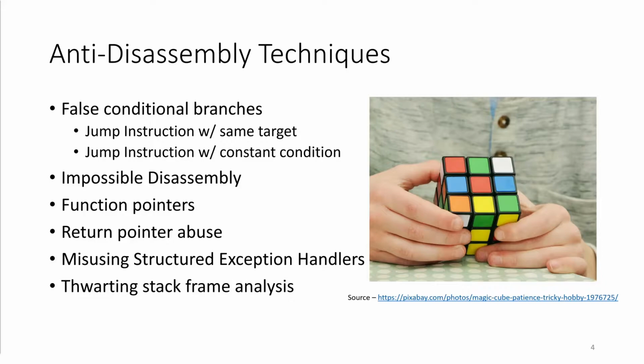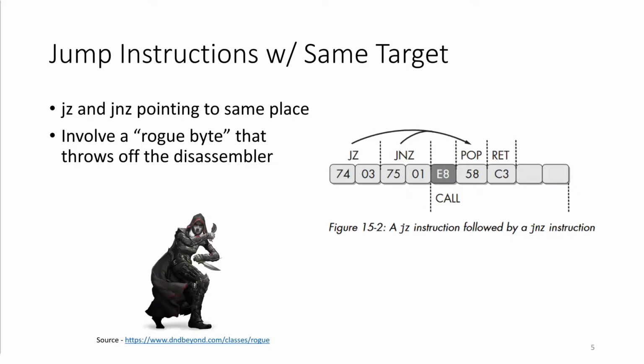The techniques Sikorsky covers in the book are false conditional branches, including jumps with the same target and jumps with a constant branch, or constant condition, impossible disassemblies, function pointers, return pointer abuse, misusing structured exception handlers, and thwarting stack frame analysis. On the next few slides, I'll give an explanation for each of these.